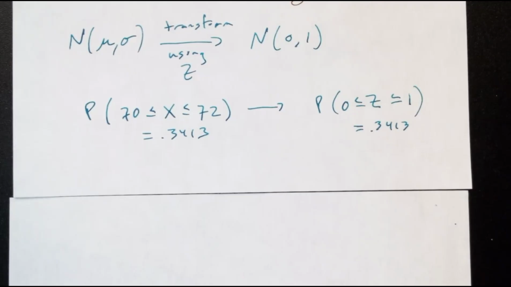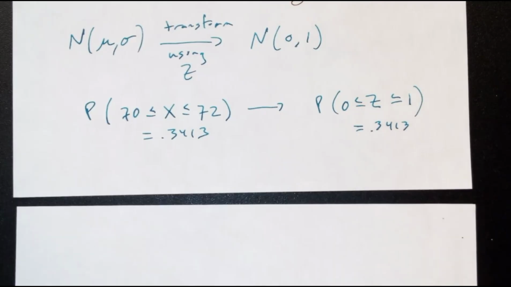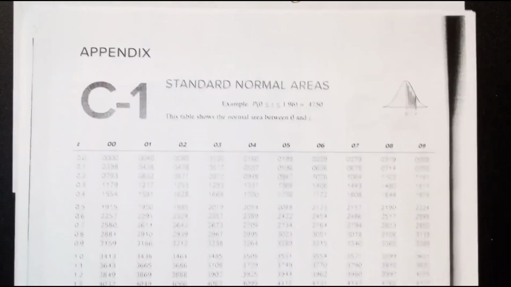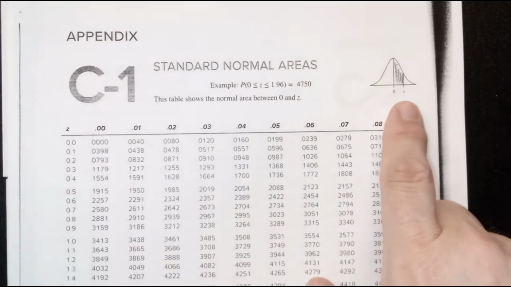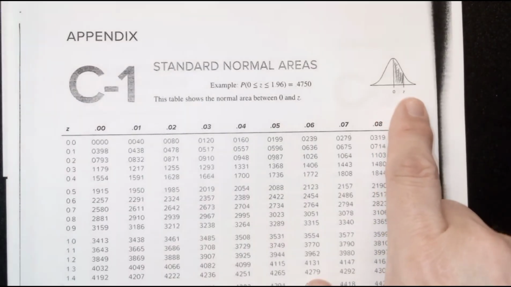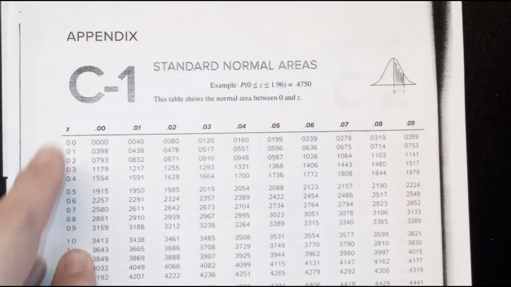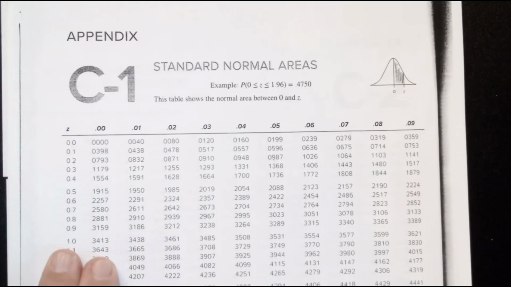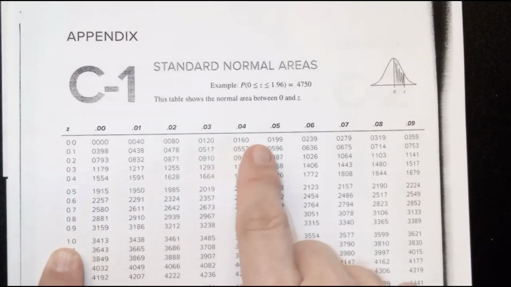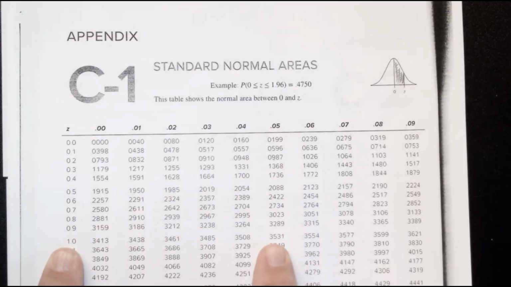Questions? Yes, sir. Can you please show us again how did you get 0.3413? Absolutely. Out of my table, since I'm looking between 0 and 1, I'm going to find 1. 1.0 for a z-score. 1.0 what? Well, 1.00 is this number. If it was 1.05, I'd go to this number.